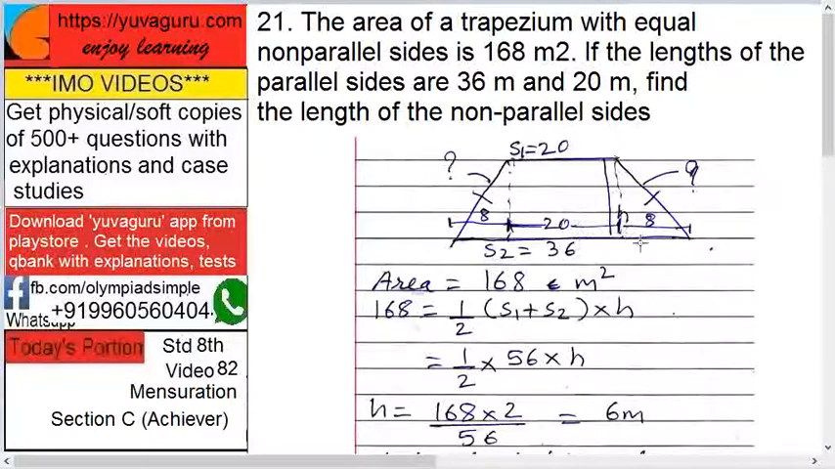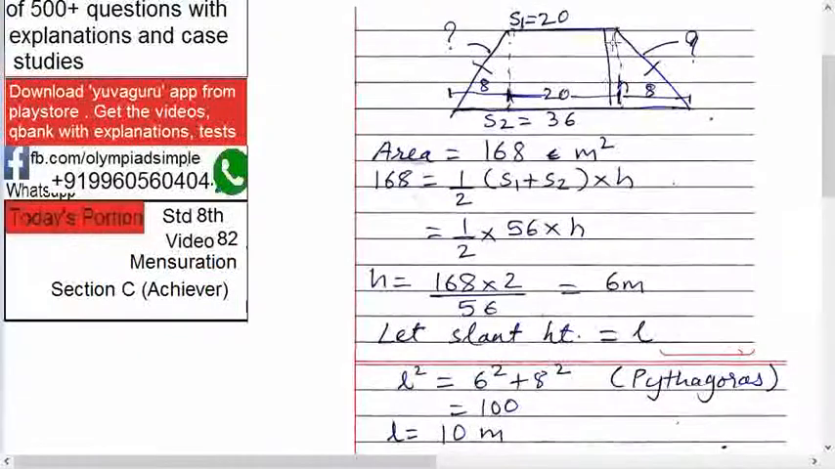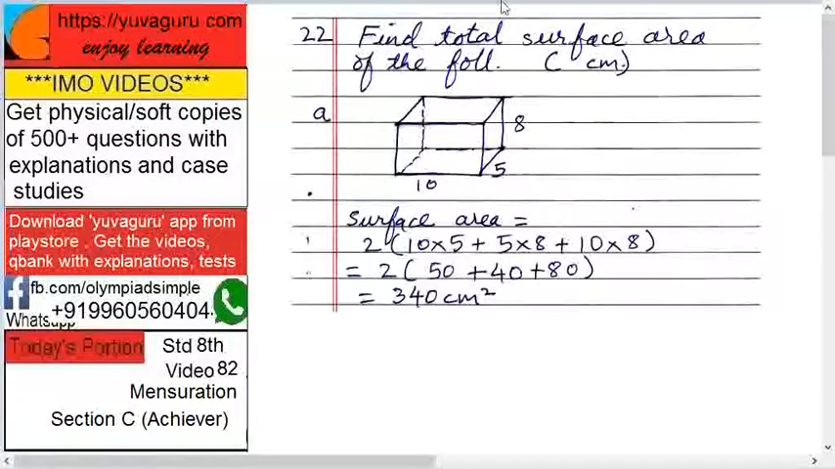So now in this triangle, you got 8 as a base, and the height we already found out, 6, right? Now we can find out the hypotenuse. Let this slant height be L. So what happens? L square equals 8 square plus 6 square, right? So 36 plus 64 is 100. So L equals 10 meters. So the slant height is 10 meters. That's what is required. Next, find the total surface area of the following.